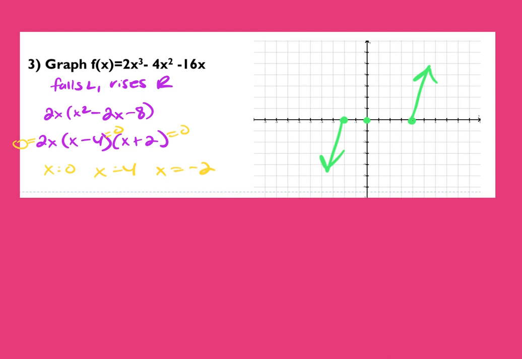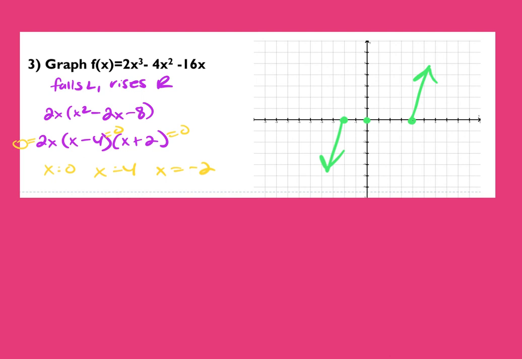When I go to solve for my zeros, I can actually take out a 2x. You didn't have to, but it makes it easier because they're all divisible by 2. You did have to take out the x. And then when you factor it, you get 2x is still on the front, then x minus 4, then x plus 2. Solve those, you get 0, 4, and negative 2. So that's where I'm at.